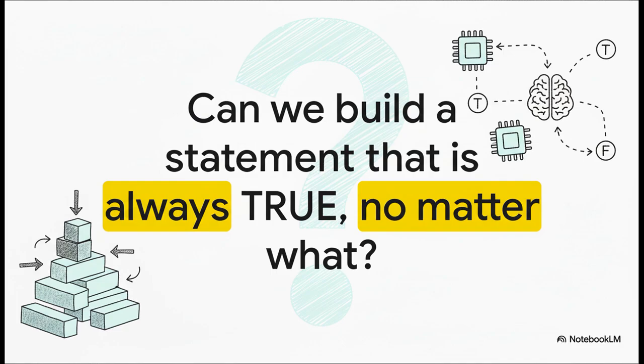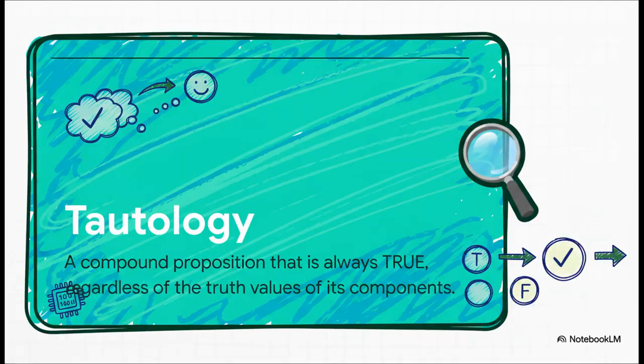And all of this leads to a really mind-bending question. We've seen that the final truth of one of these big statements depends on the truth of its little parts. But what if we could build a statement that is always true? Not because of the values we plug in, but just because of its shape. A statement that is true by its very design. Well, the answer is a resounding yes, and these beautiful creations have a name: tautologies.